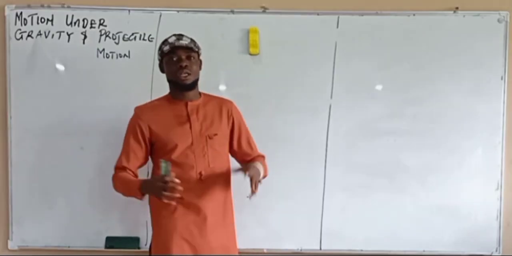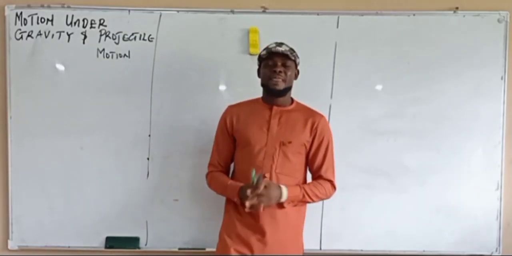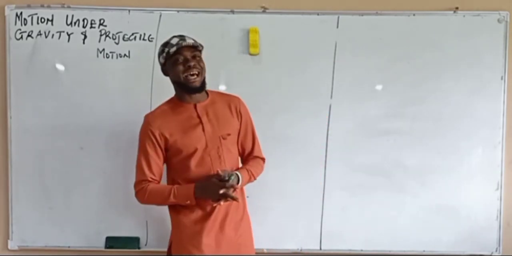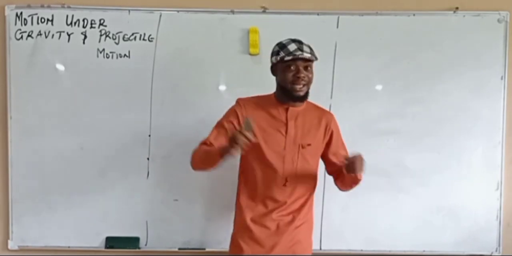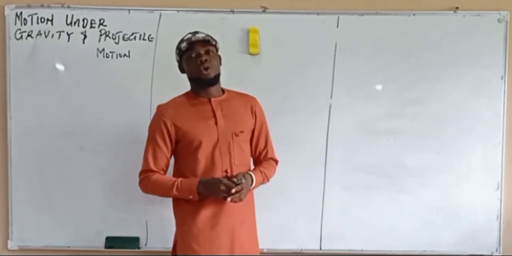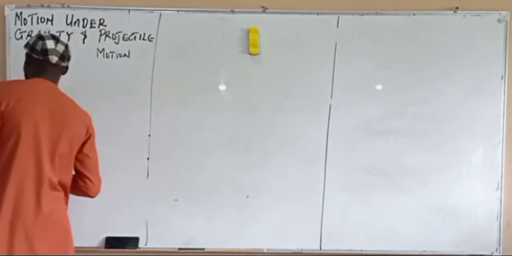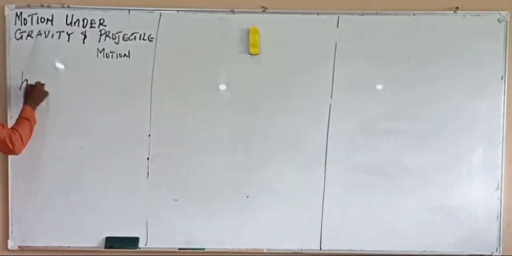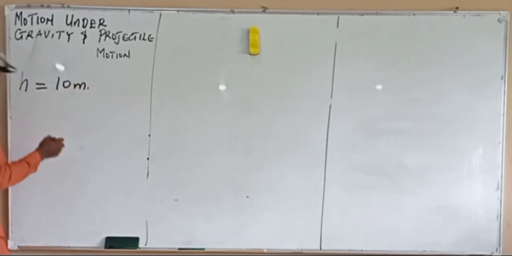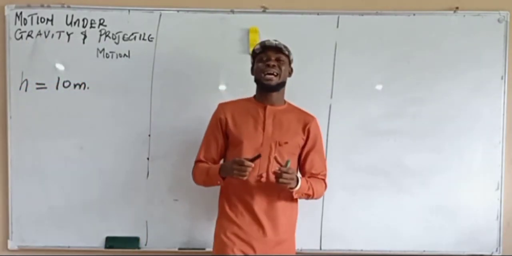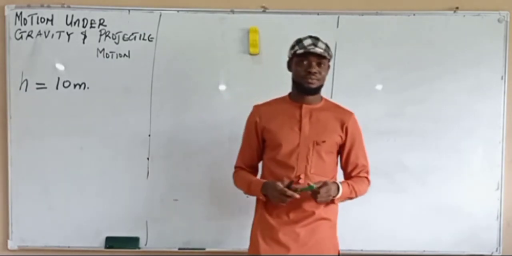Question 2. Take this question down. A stone and a feather were released from a height of 10 meters.